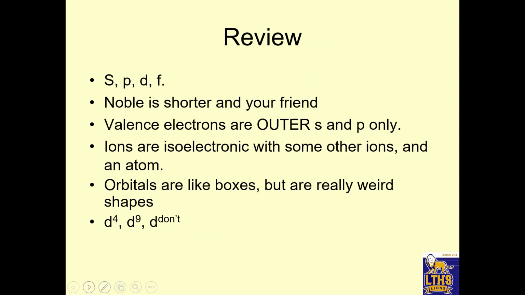Review: S, P, D, and F. I know the order. Noble is shorter and your friend. Valence electrons are outer, S and P only. Ions are isoelectronic with some other ions and an atom. And orbitals are like boxes, but are really weird. And then this last one, you don't need to know that.